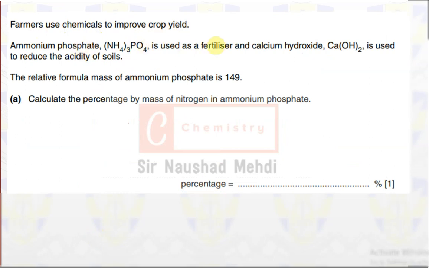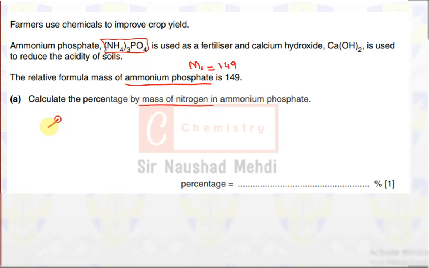Ammonium phosphate is used as a fertilizer and calcium hydroxide is used to reduce the acidity of the salt. The relative formula mass of ammonium phosphate. So this is your ammonium phosphate, right? And they are saying that the formula mass, which means the Mr of this compound, is 149. So no need to calculate, they have already calculated for you. They are just asking you to calculate the percentage by mass of nitrogen which is present inside it.